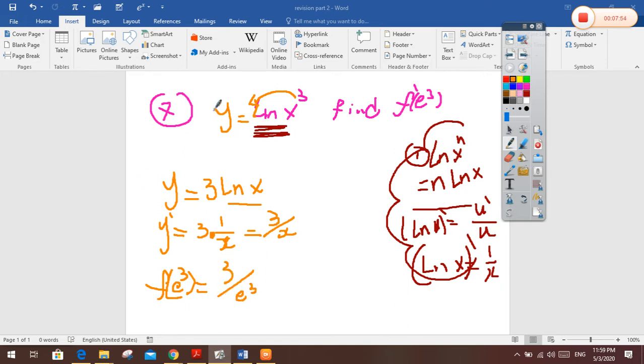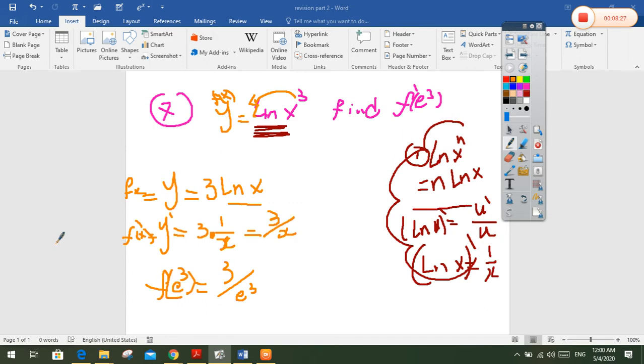Just replace. We can name this one f of x. To find it is the same. The y means f of x, this function at the value of x equals e to the power 3. Which means here what? f of x, f prime of x. I hope you understand.